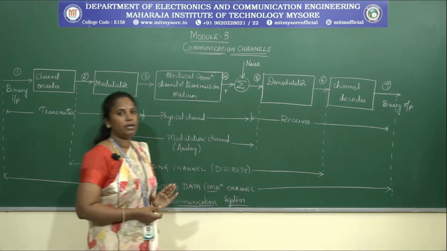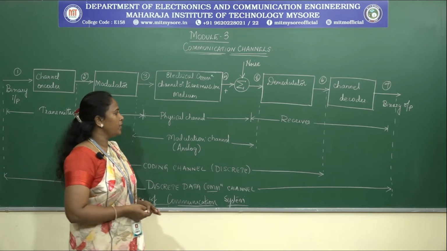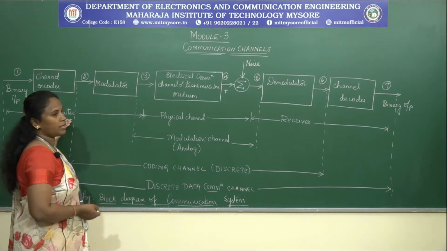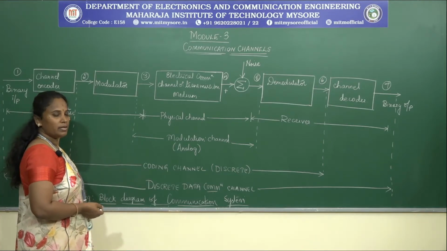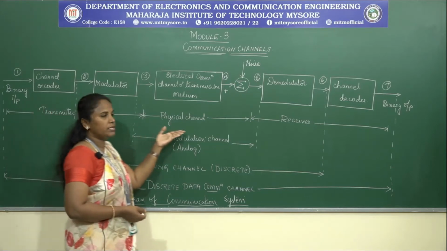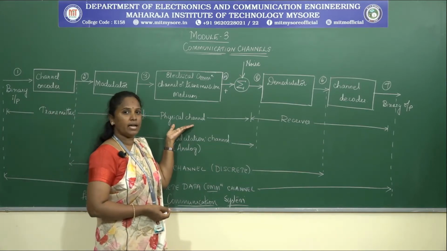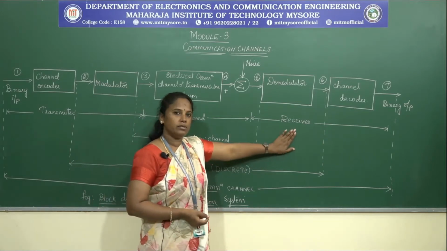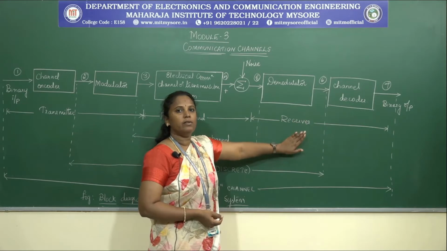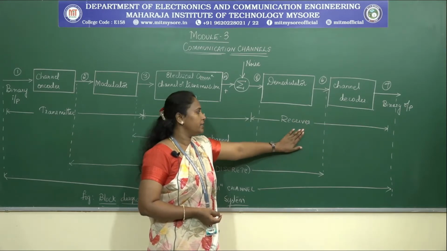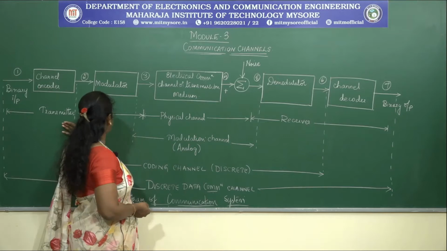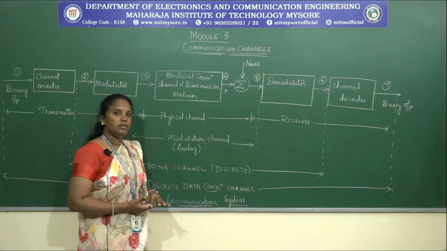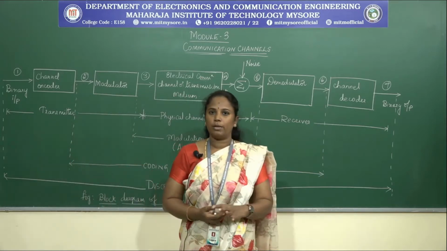That means in a simple communication system we have three main components. One is the transmitter, which is used for transmission of your data. Then a physical channel, which acts as a link between the transmitter and the receiver. And we have a receiver, which is used to receive the data which is transmitted by the transmitter.